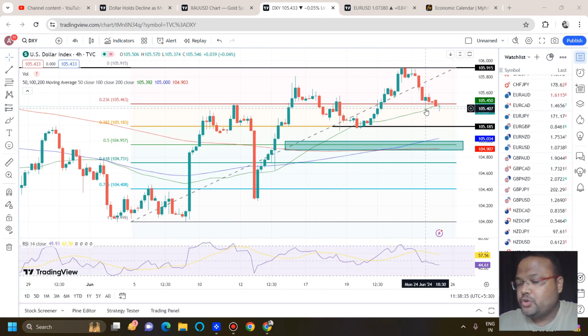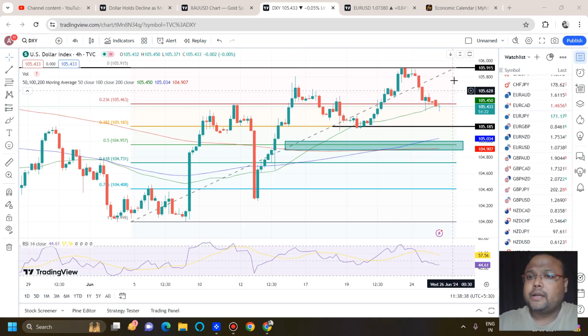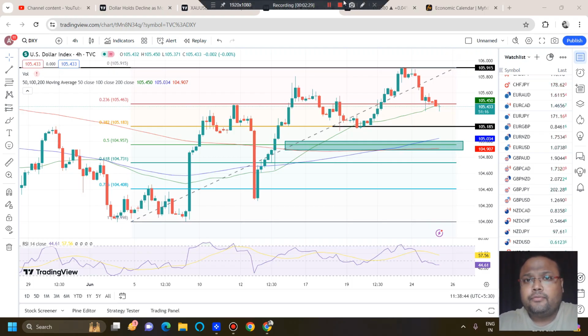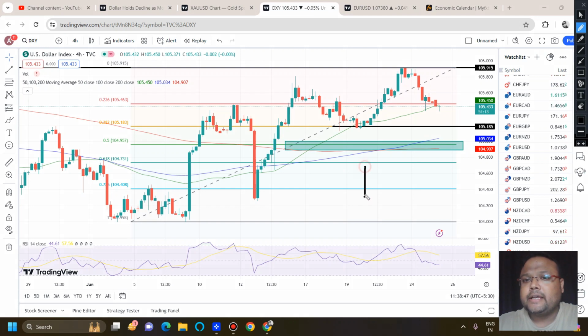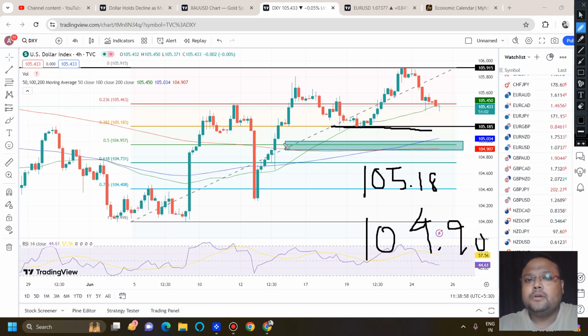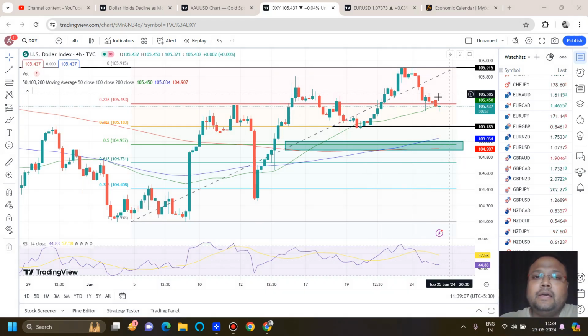If DXY shows recovery from here, then we can expect EURUSD to show some downside correction. But if the fall on DXY continues, the next support will be around 105.18, and then the next support around 104.90. Here we have the Fibo 50% retracement level, along with the 200 moving average. So these are the two support levels on the chart of DXY if the fall continues. And in this market situation, the chances of the market breaking 106 and continuing the upside are very low.